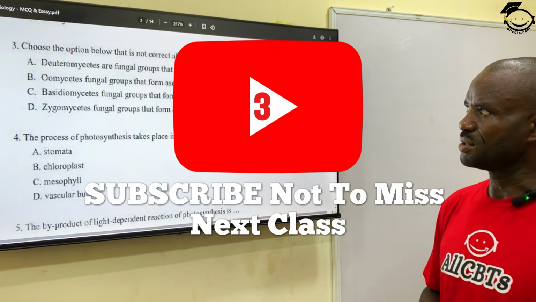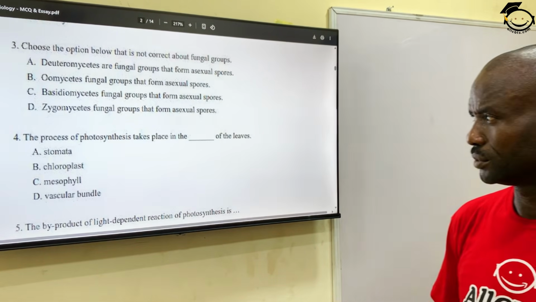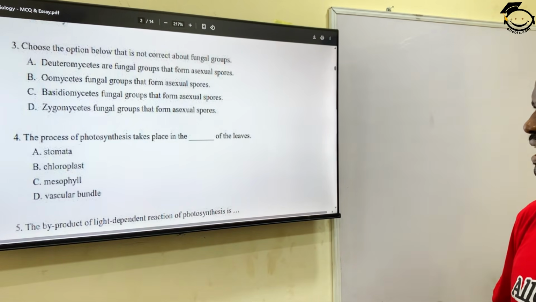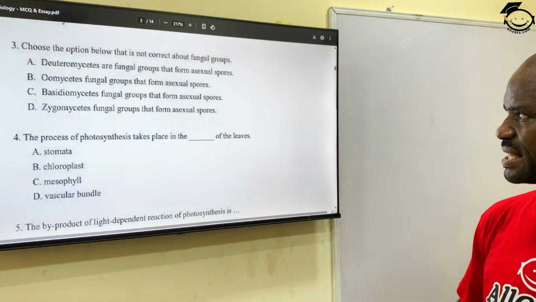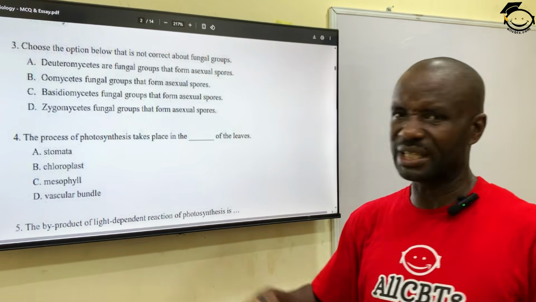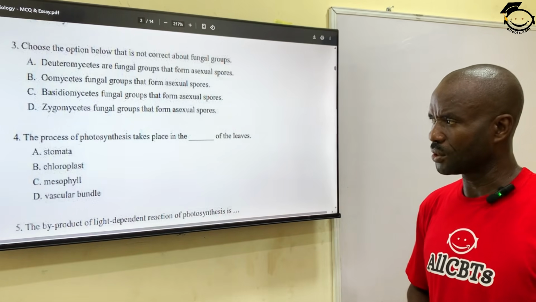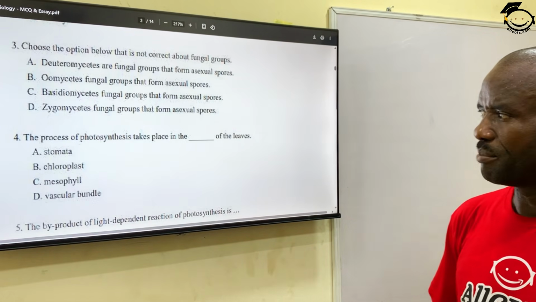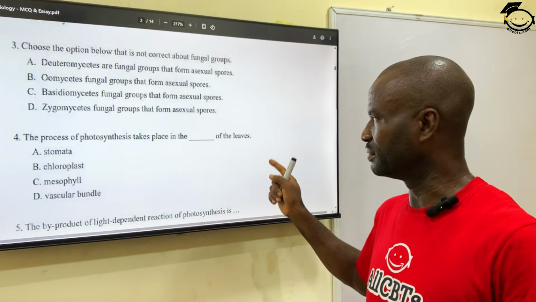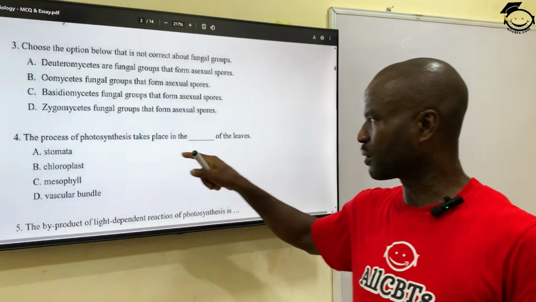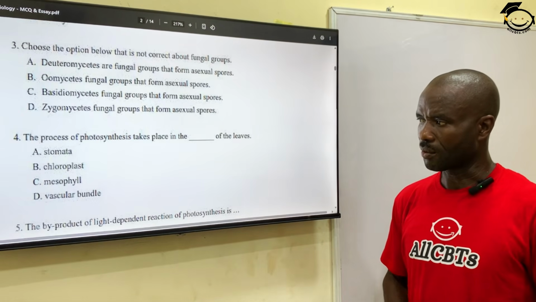Deuteromycetes. Correct answer A. Question 4. The process of photosynthesis takes place in the dash of the leaves. What part of the leaf does photosynthesis take place? A. Stomata. B. Chloroplast. C. Mesophyll. Then D. Vascular bundle. The chloroplast is the organ where photosynthesis takes place. So the correct answer is B. Chloroplast.